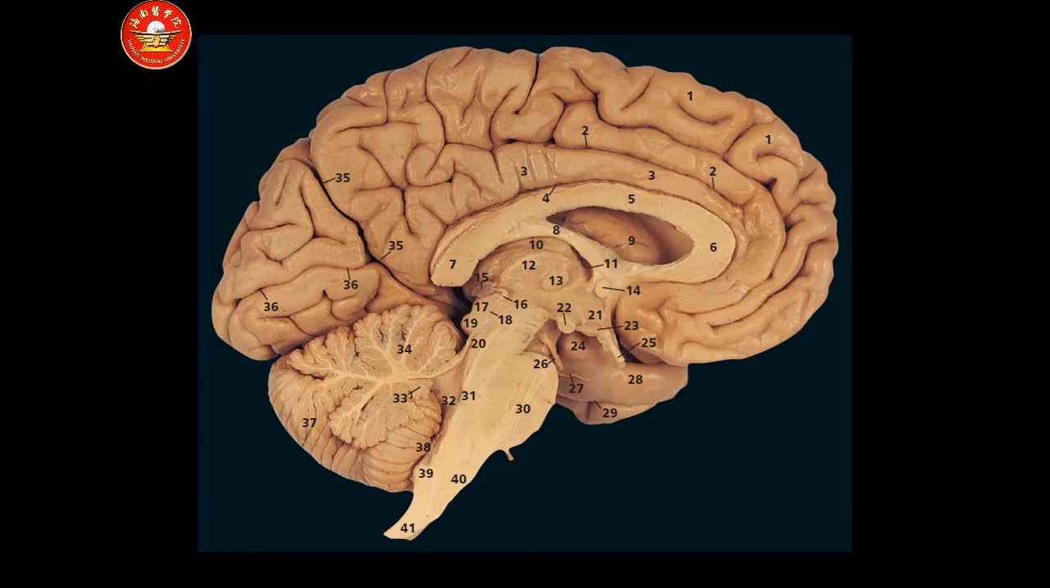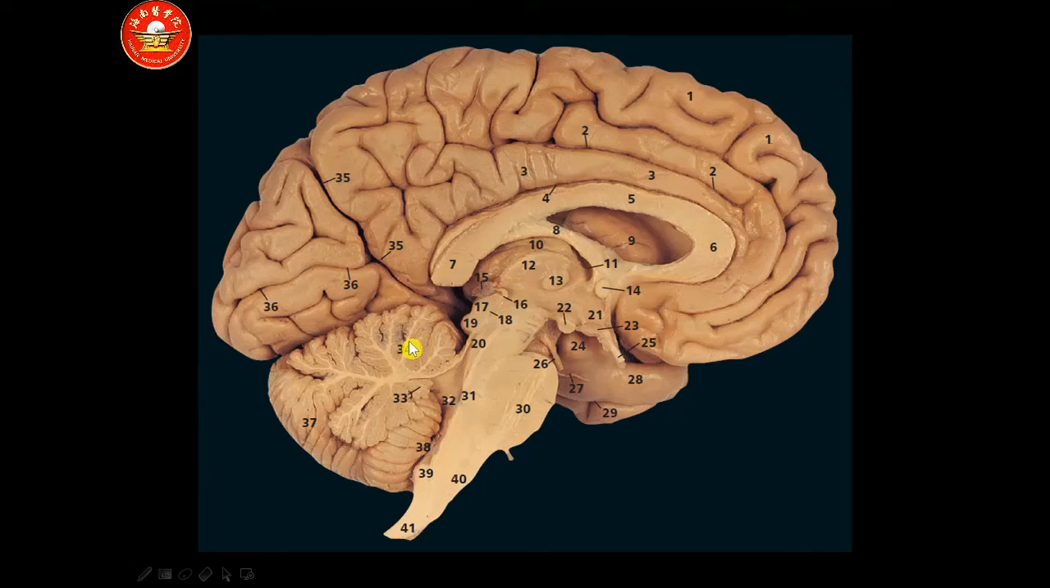26 is the oculomotor nerve. 27 is the trochlear nerve. 28 is the parahippocampal gyrus. 29, rhinal sulcus. 30 is the pons. 31 is the pontine tegmentum. 32 is the fourth ventricle. 33 is the nodulus.